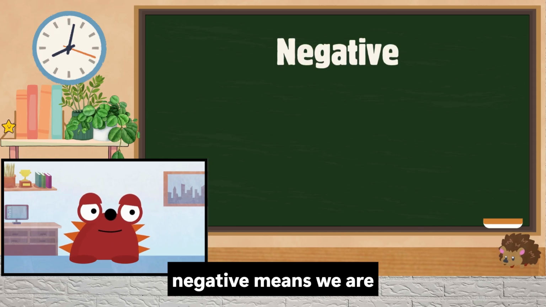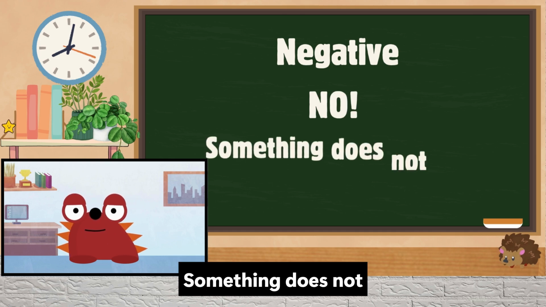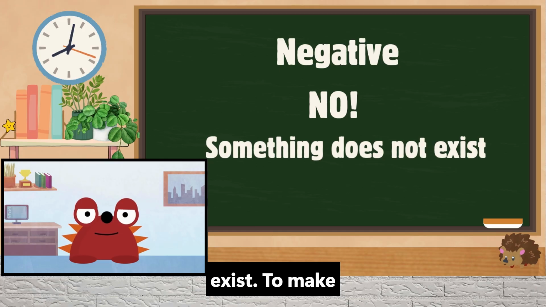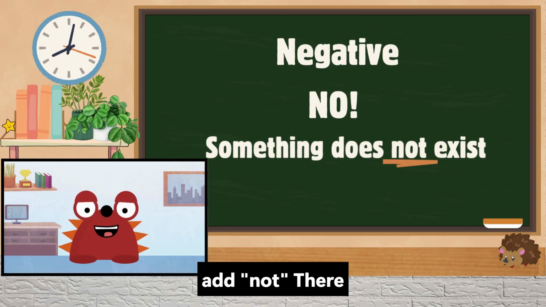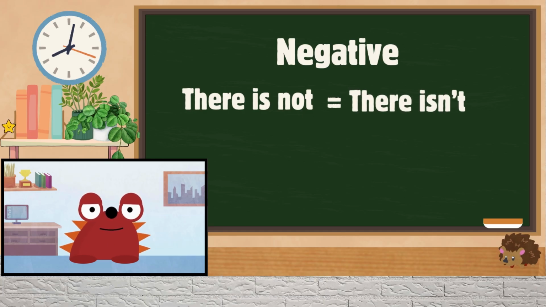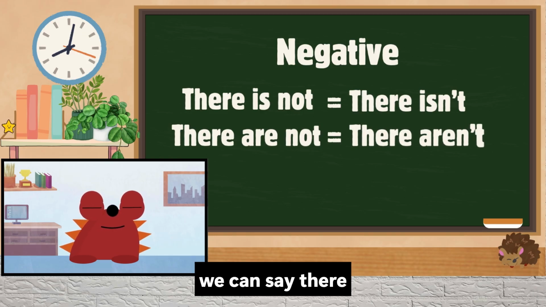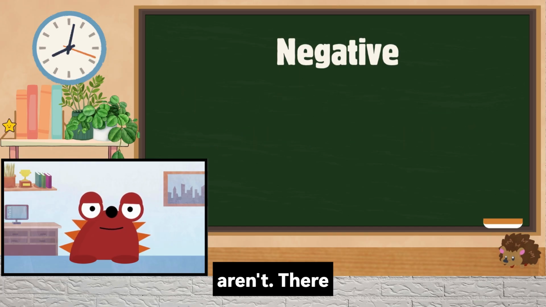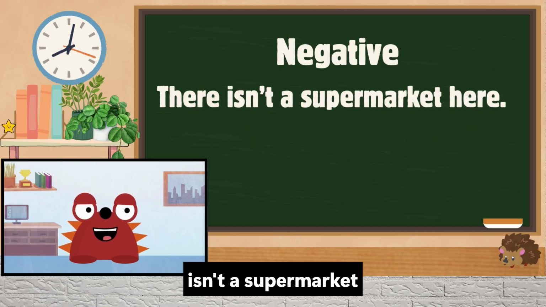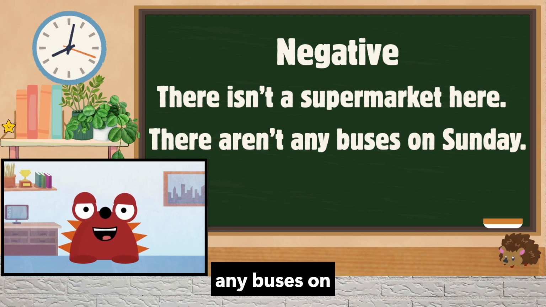The negative means we are saying no. Something does not exist. To make a negative, we add not. There is not. Or we can say there isn't. There are not. Or we can say there aren't. There isn't a supermarket here. There aren't any buses on Sunday.